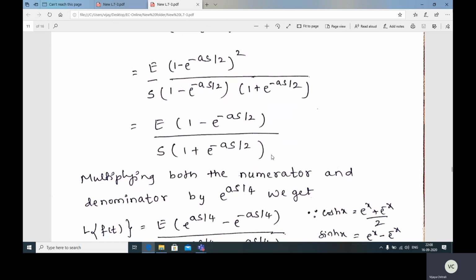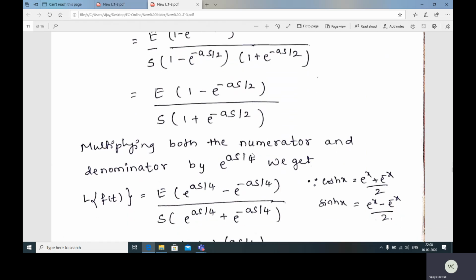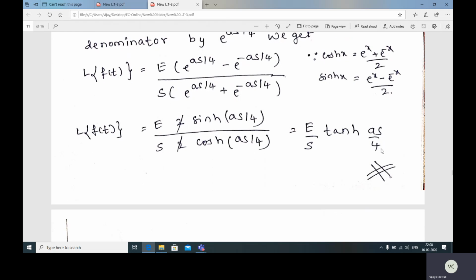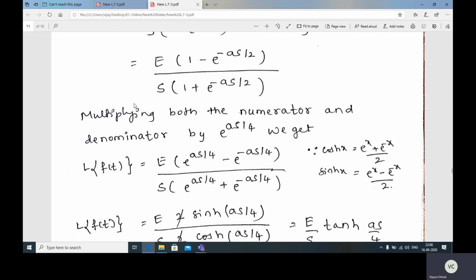But we need to prove this as E by s into tan hyperbolic as by 4. We have to prove this. So for that, multiply both numerator and denominator with e raised to as by 4. So we get here f of t is equal to E into e raised to as by 4 minus e raised to minus as by 4 whole divided by s into e raised to as by 4 plus e raised to minus as by 4.